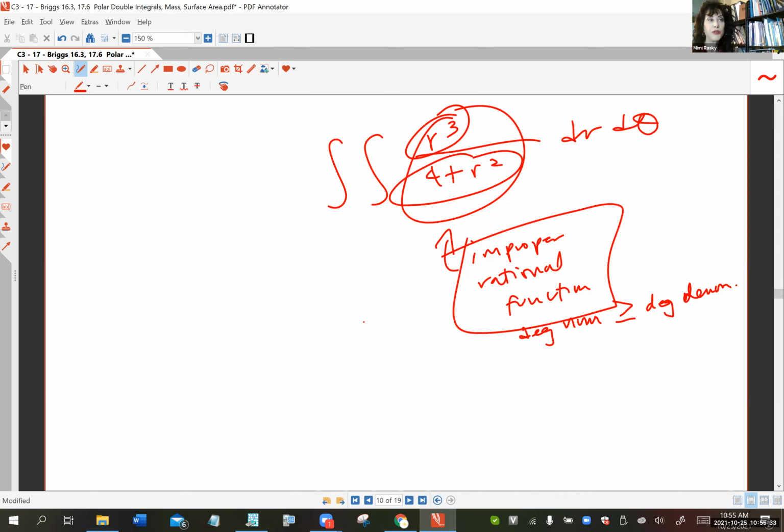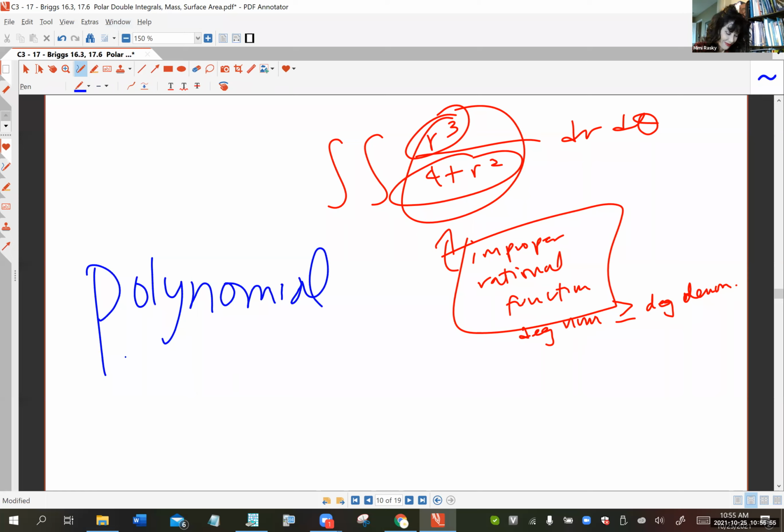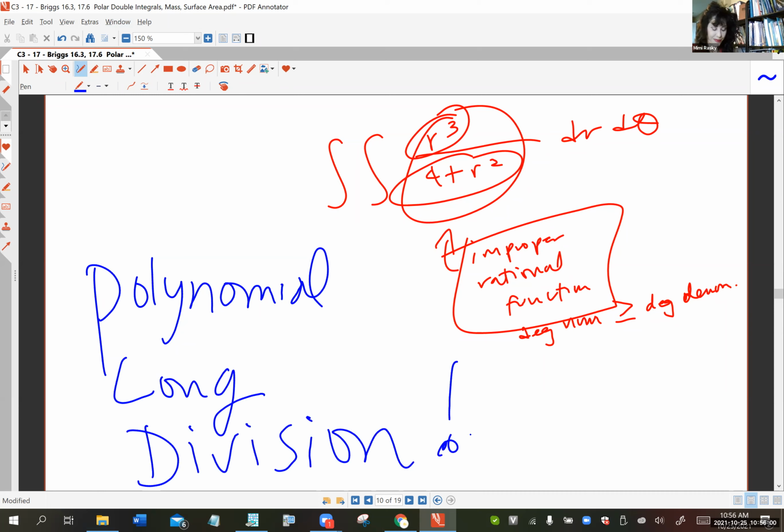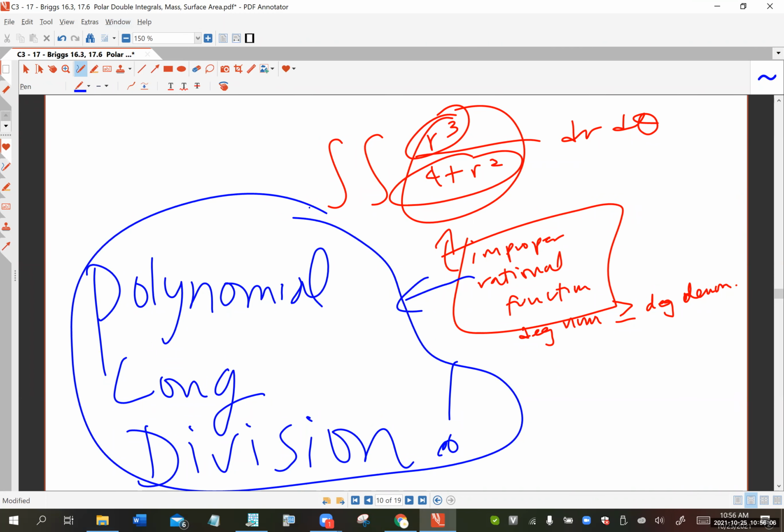Well, what do you do? Well, you should have learned this in Calc 1. And if you took me for Calc 2, we went over this. I used to test you on this like every other quiz. It was on the final. Anybody remember? Does anybody remember polynomial long division? Sort of, probably, kind of, maybe.